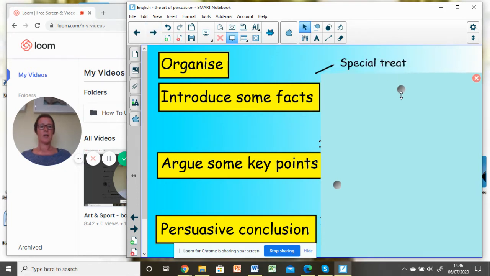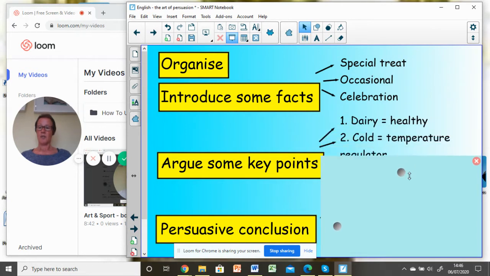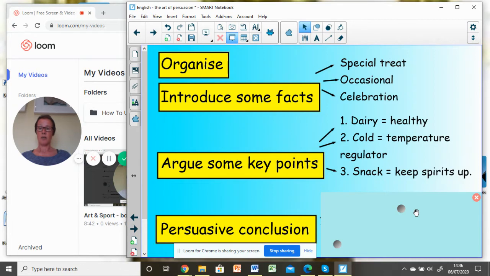the facts might be ice creams are special treats, they're bought only occasionally, and they're used for celebrations. The arguments might be developed to say that ice creams are healthy, they're made out of dairy products, they keep people cool, and such a snack keeps people's spirits high.